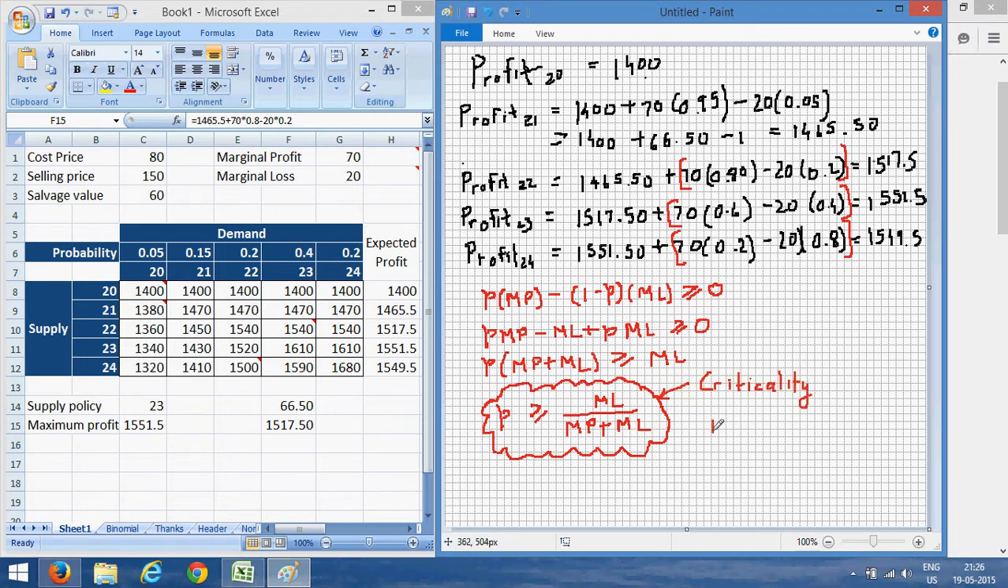So long as the probability of selling is greater than or equal to this critical ratio, we will keep on producing or keep on increasing our stocks. As soon as P reduces below this number, that's the point of the stocking policy. Now, this is a relation which is very useful for continuous distributions or large distributions where we cannot have detailed calculations like this.